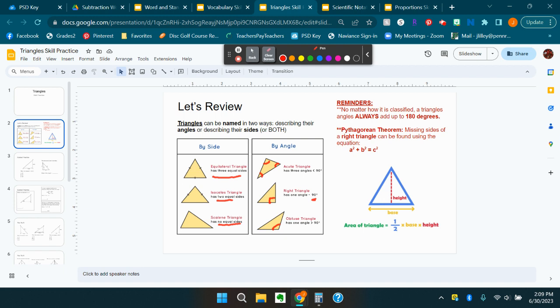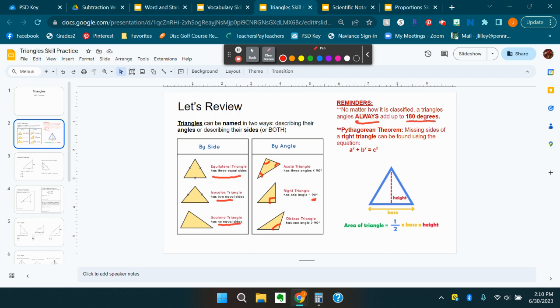Some general reminders: no matter how the triangle is classified, no matter what name it is, all triangles, no matter what, always add up to 180 degrees when we add up all three angles. Another thing you might be asked to do with a right triangle is to find the measurement of one of the sides. If we are missing the side measurement of a right triangle, we can find it using a squared plus b squared equals c squared. And I'll show you some examples of that, so don't worry. And that's called Pythagorean theorem.